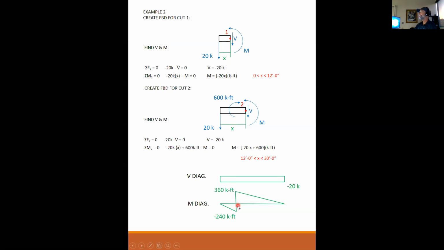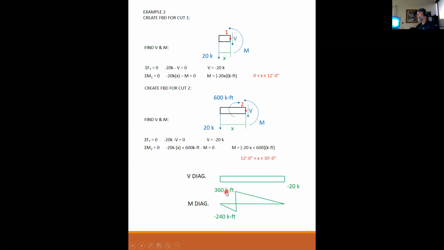So if it was a steel beam, then I would just look at the greater of the two. I would say, okay, just to the right of this 12-foot mark, the moment is 360. 360 is a more severe loading than 240. I'm going to design my beam to handle the 360.